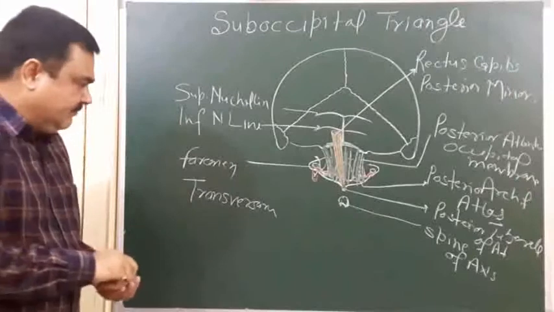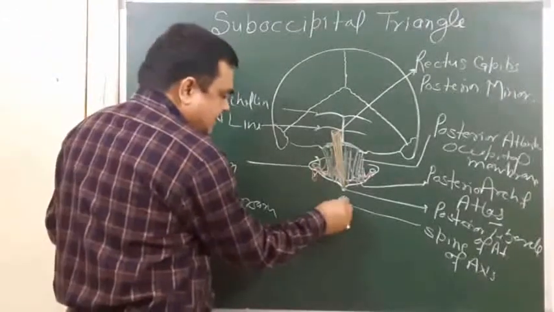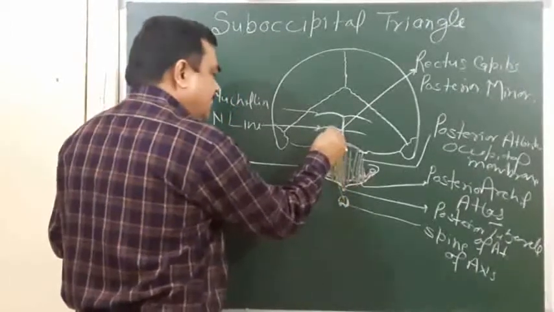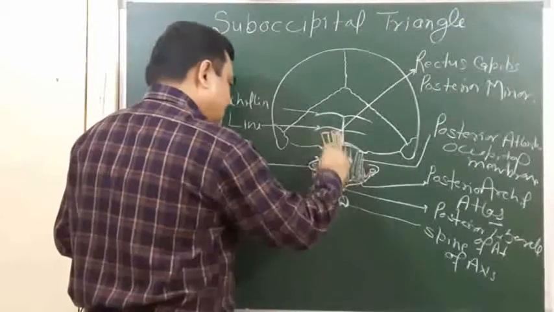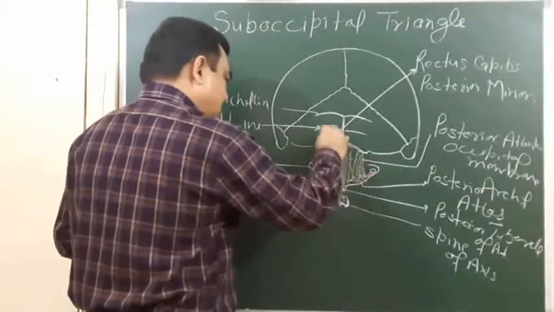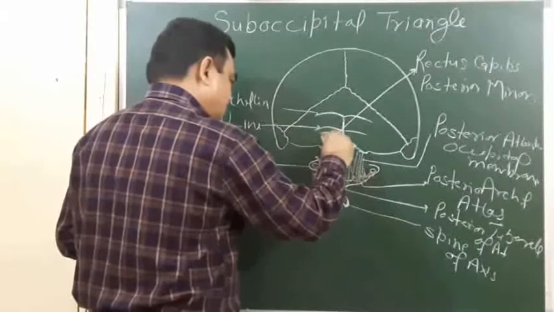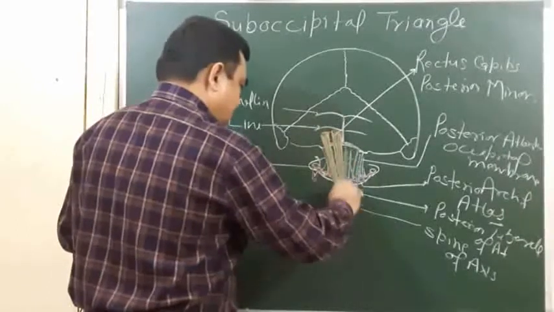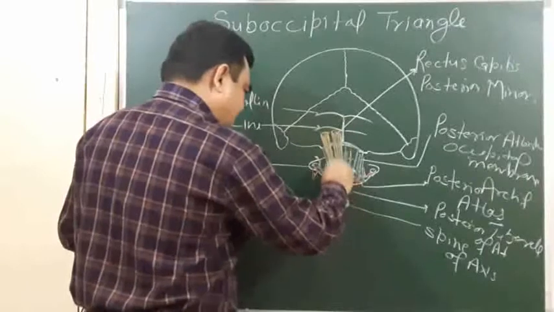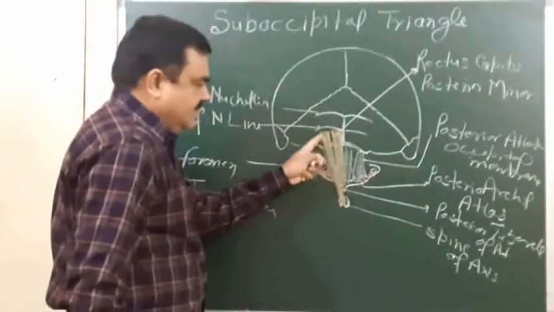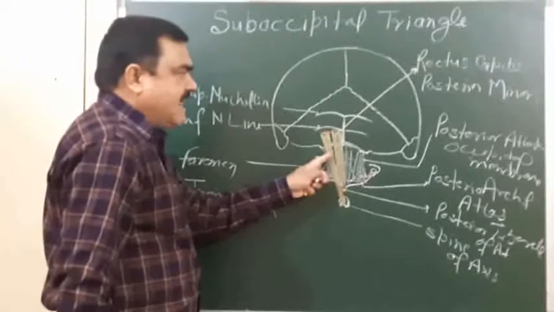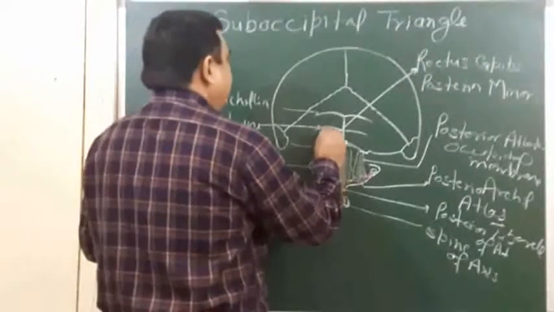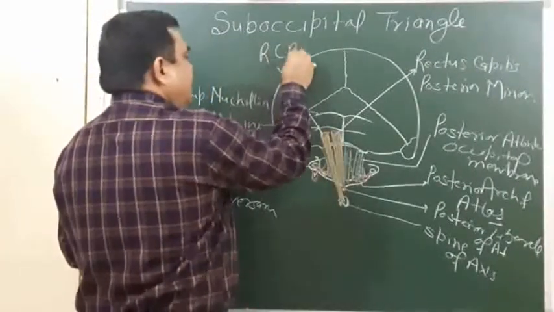Another muscle arises from the spine of the axis and is inserted lateral to this. This muscle is longer than this, which is why it is known as the rectus capitis posterior major muscle.